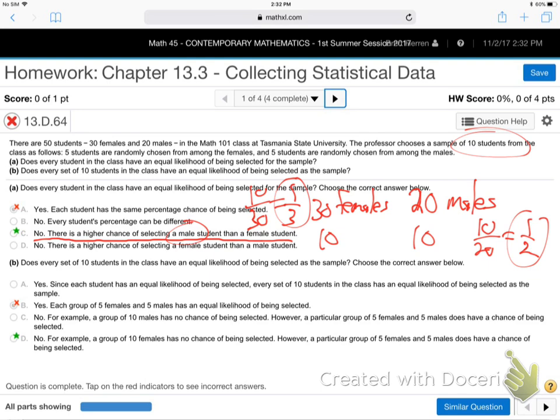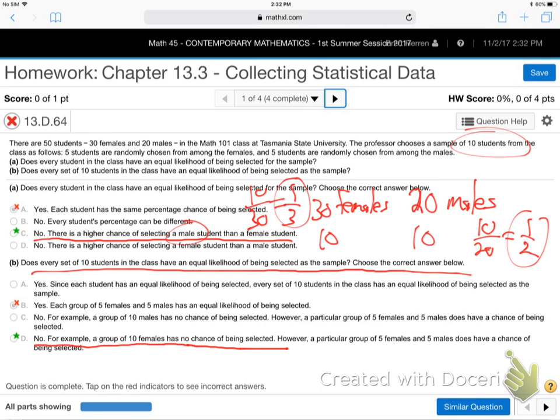B, does every set of 10 students in the class have an equal likelihood of being selected? So you might think, wait, isn't that what they just asked? Well, now it's saying 10 students, not 1 student. But again, the answer is no. For example, a group of 10 females has no chance of being selected. However, a particular group of 5 females and 5 males does have a chance of being selected.